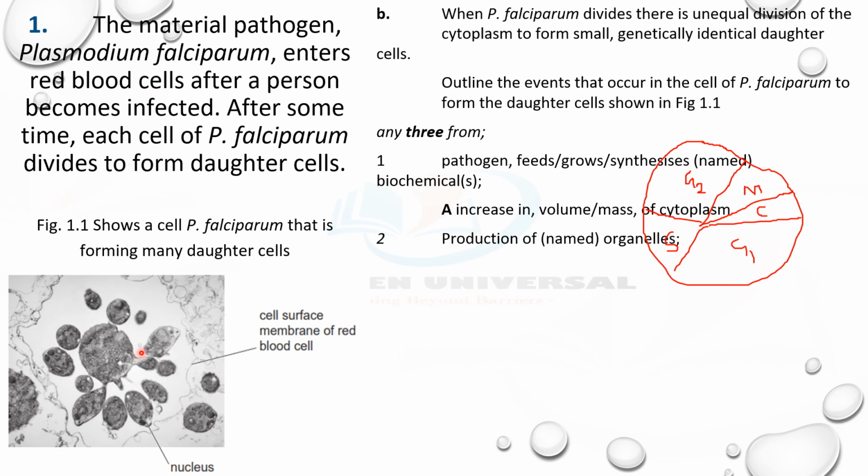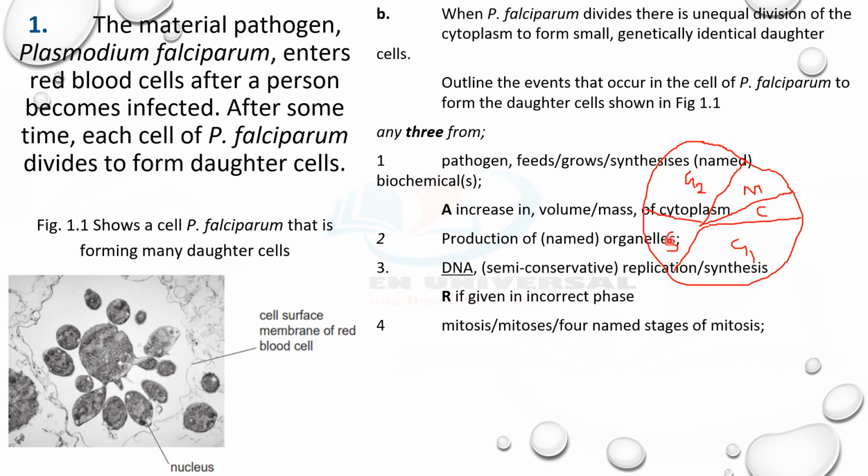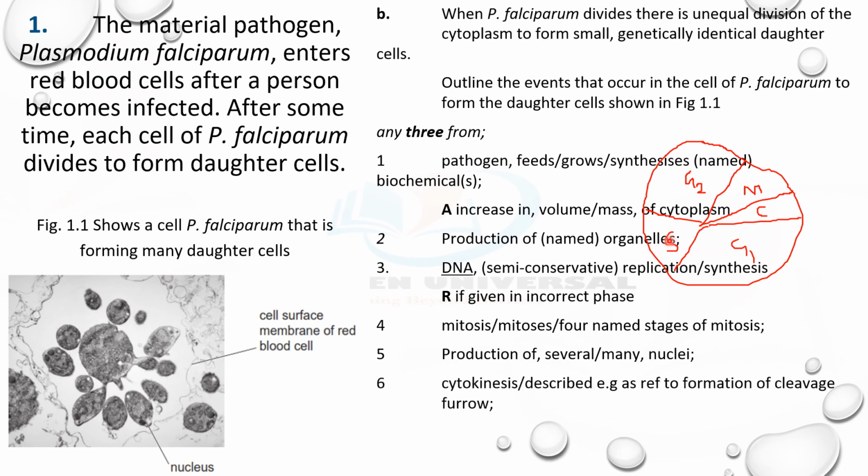So production of organelles, okay, in a eukaryote, maybe mitochondrion, okay, makes organelles, and then DNA replication occurs. Once it's done with this stage, it enters this stage, semi-conservative replication of DNA. Reject incorrect phase, so you have to follow it. Mitosis, 4 named stages, okay, production of several nuclei, cytokinesis, yes, we have to mention cytokinesis is going to occur. Ignore division of cell, then total cells, see the total cells boarding off here, okay.